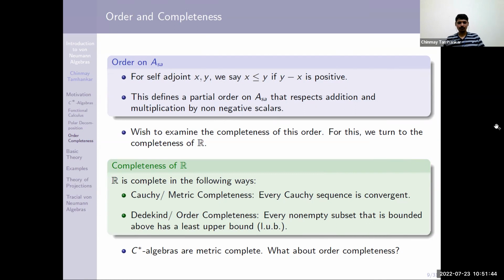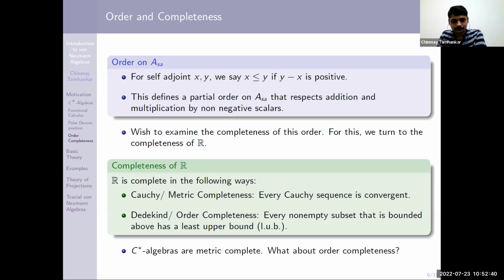Okay, so we will now want to define and investigate the completeness of this order. Let us turn to the classical case of R to get an idea of how to do this. What is R actually? R is the completion of the rational numbers, but we can do this in two different ways. One is the Cauchy or metric completeness, which means that every Cauchy sequence has to be convergent. And the other is the so-called Dedekind or order completeness, which means that every non-empty subset of the real line which is bounded above has a least upper bound, which we will call an LUB. C-star algebras are obviously metric complete because they are defined to be Banach spaces. But then we ask, what about order completeness?